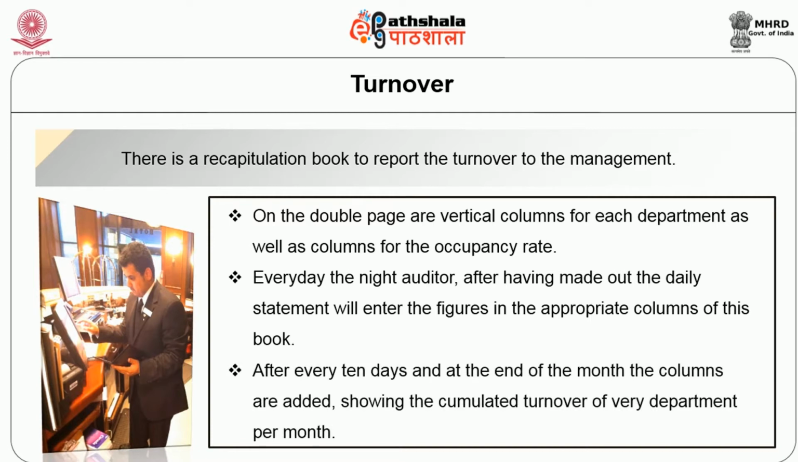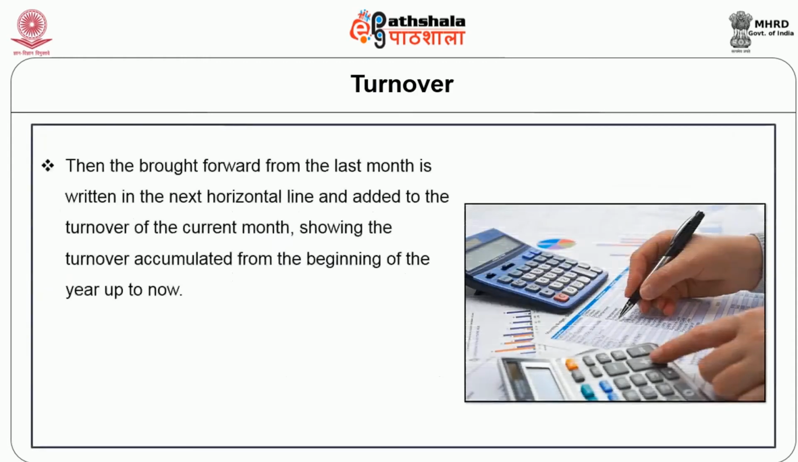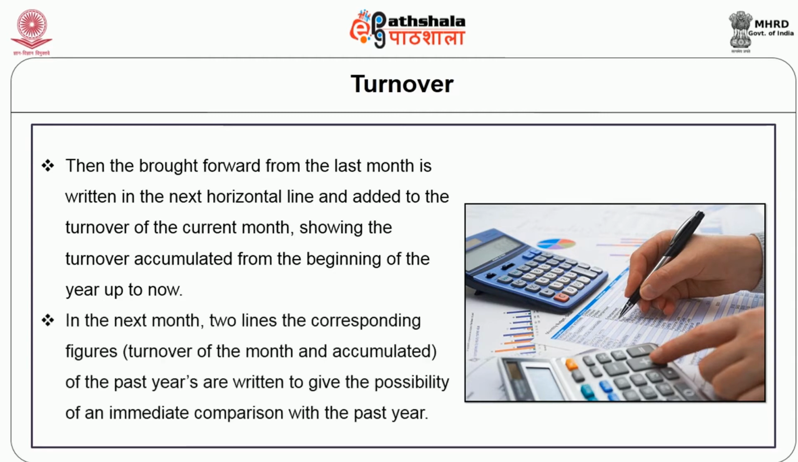After every 10 days and at the end of the month, the columns are added, showing the cumulated turnover of every department per month. Then the brought forward from the last month is written in the next horizontal line and added to the turnover of the current month, showing the turnover accumulated from the beginning of the year up to now. In the next month, two lines with the corresponding figures, that is the turnover of the month and the accumulated one of the past year, are written to give the possibility of an immediate comparison with the past year.